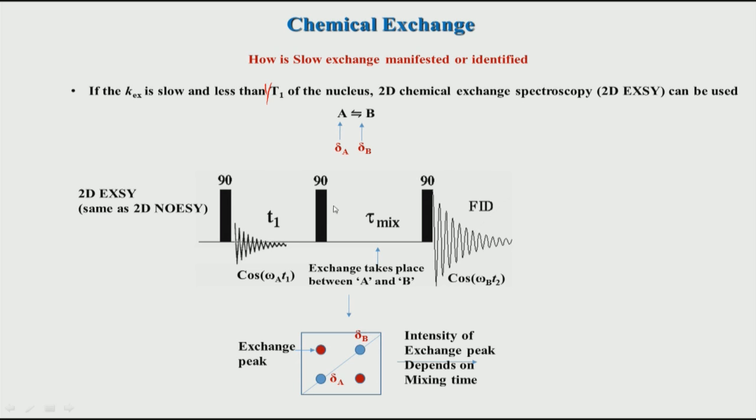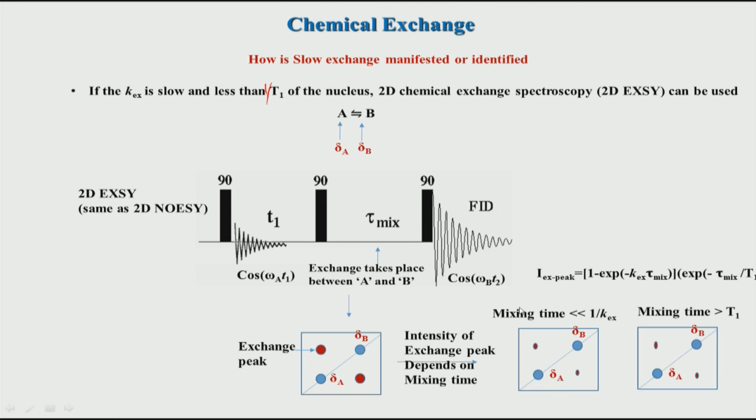Now, if I give a very short mixing time, that means I am not allowing the two, A and B, to exchange. But if I give a very long mixing time, then the T1 relaxation of A and B will start happening, and therefore I cannot give too long a mixing time, neither can I give too short, because if I give too short, this peak will be very weak in intensity. If I give too long, again it will be weak in intensity because of the T1 relaxation.